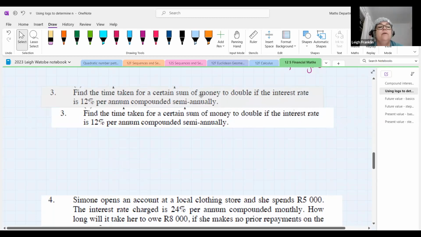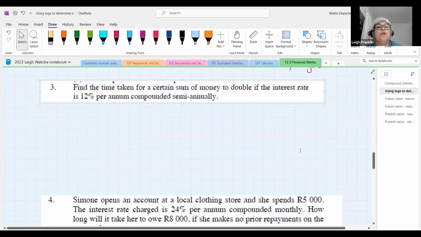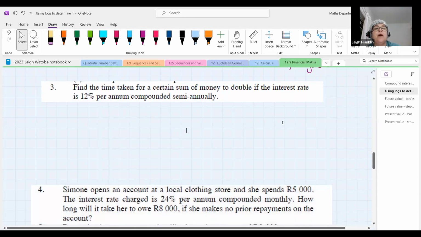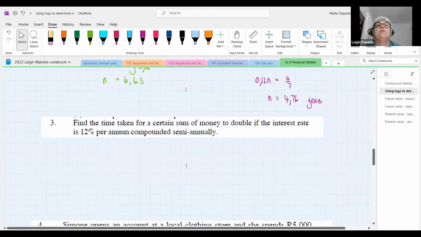So here, find or determine the time taken for a certain sum of money to double if the interest rate is 12% per annum compounded semi-annually. Right, so another example for you guys.